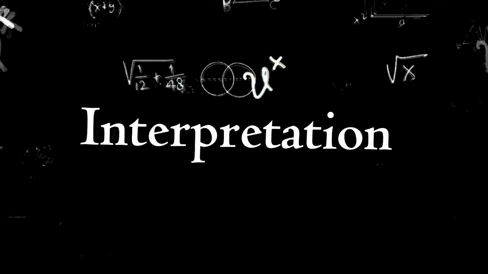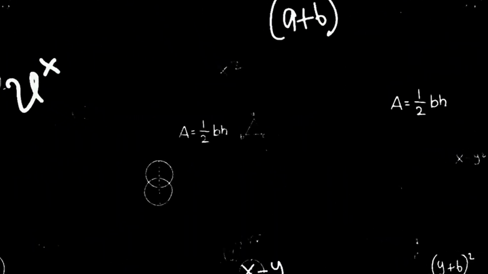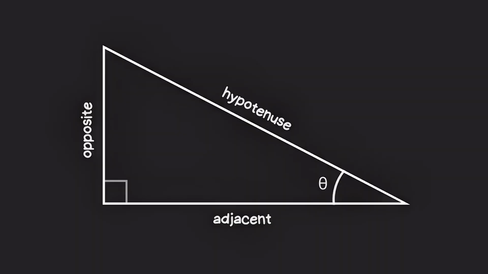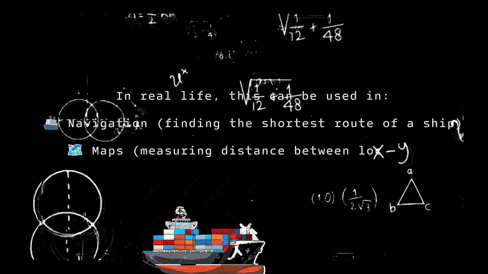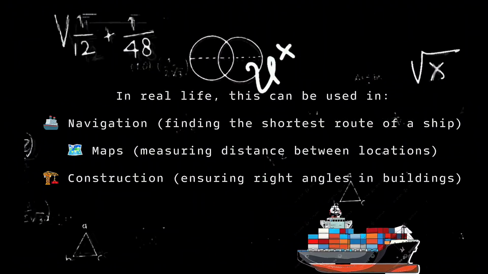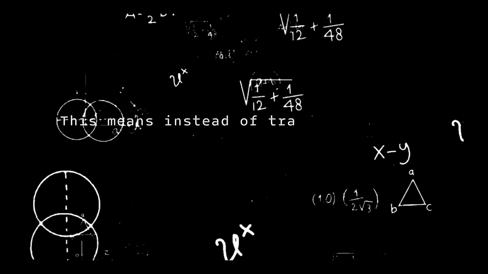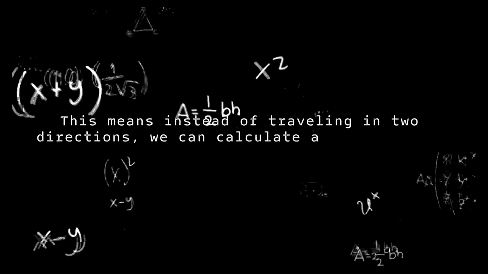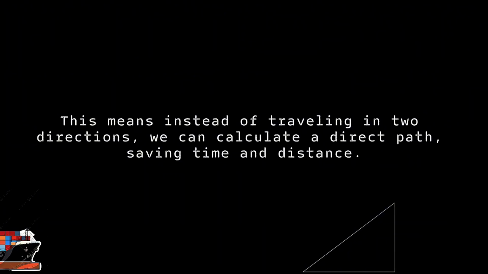Interpretation. The answer we get using the Pythagorean theorem represents the actual distance between two points. It shows the shortest path, also called the hypotenuse of the right triangle. This right triangle shows the opposite, hypotenuse, and adjacent. In real life, this can be used in navigation, finding the shortest route of a ship, maps, and measuring the distance between locations, and construction, ensuring the right angle. This means instead of traveling in two directions, we can calculate a direct path, saving time and distance.